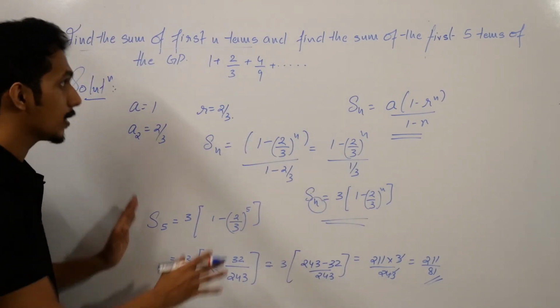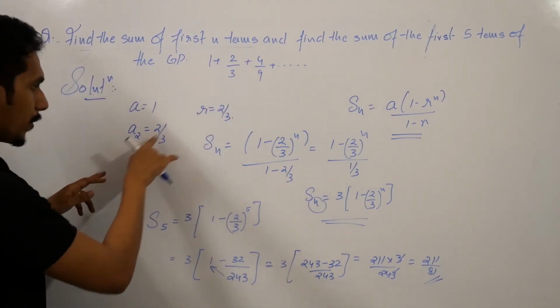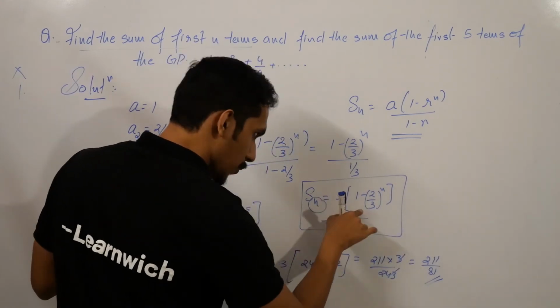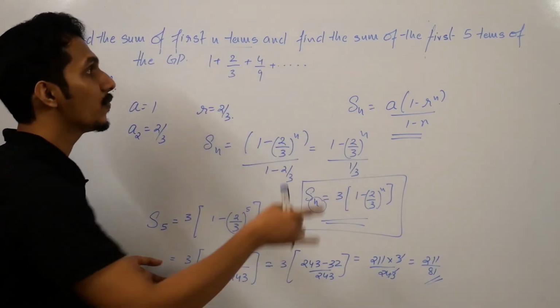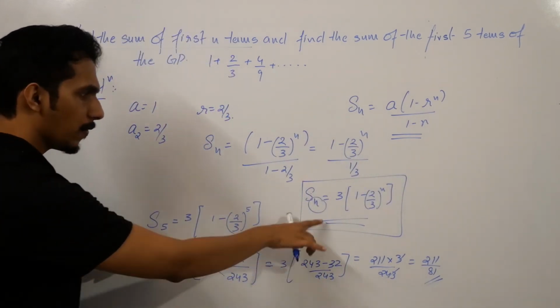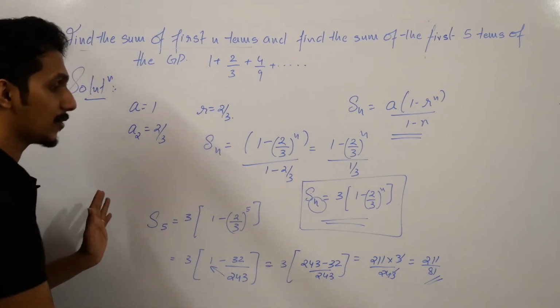So you see this question, it first asked you to find the sum of first n terms. So we applied the formula and got it to a new form, which is this one. And the next step is to find the sum of first 5 terms, which is as simple as substituting the value of n as 5 to directly get the answer. Alright, so let's go to the next one.